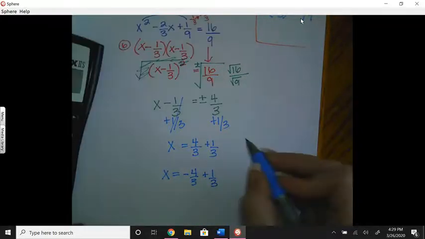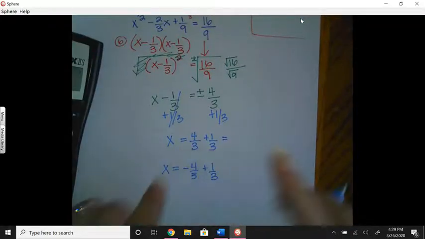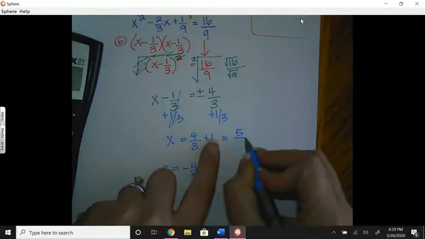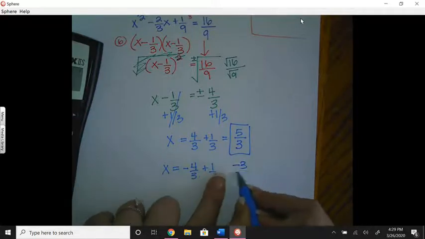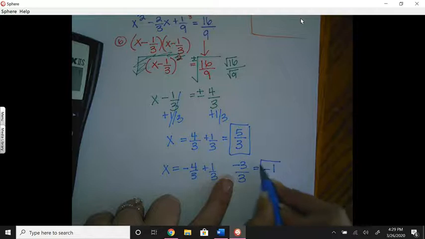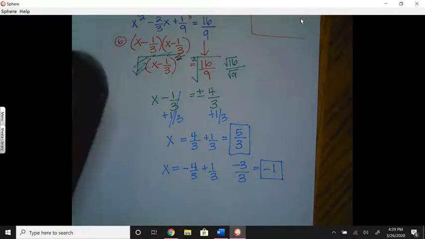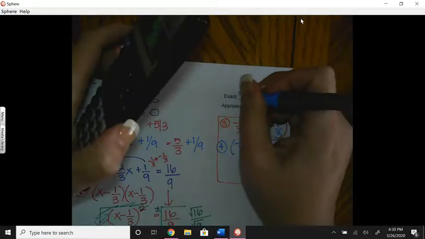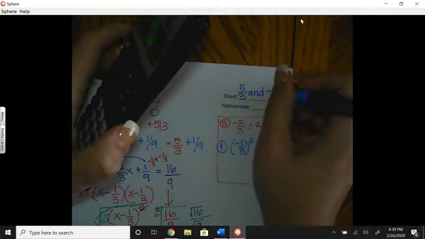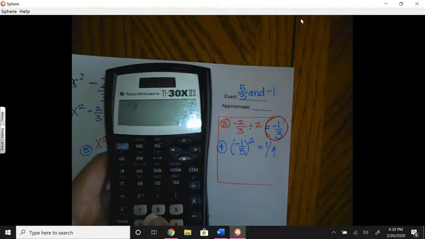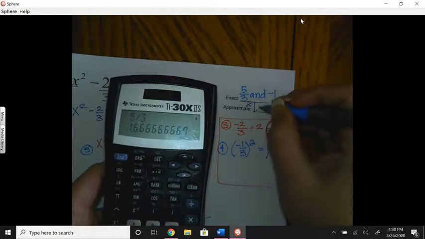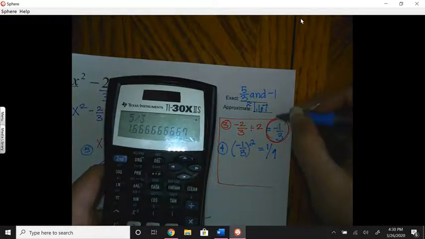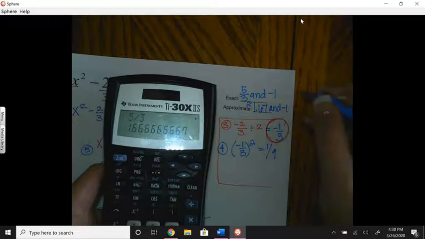You can put that in your calculator, or because they have common denominators, I can just do 4 plus 1 is 5/3. And then negative 4 plus 1 is negative 3/3, which is negative 1. Okay, so that would be my exact answer, 5/3 and negative 1. And then approximate, if we put this 5/3 in our calculator, it's about 1.67 to the hundredth place. And then negative 1, you can't approximate that. So those would be our answers.